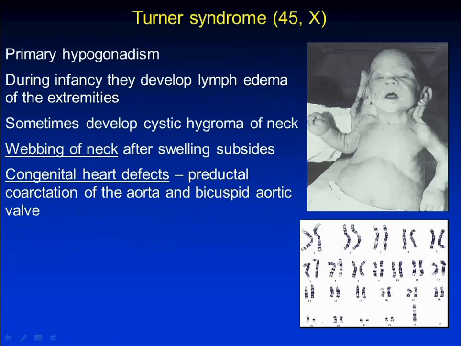Turner syndrome represents a female hypogonadism. This is a karyotype for Turner syndrome. There's only one X chromosome. Babies born with Turner syndrome have webbing of neck and congenital heart defects.